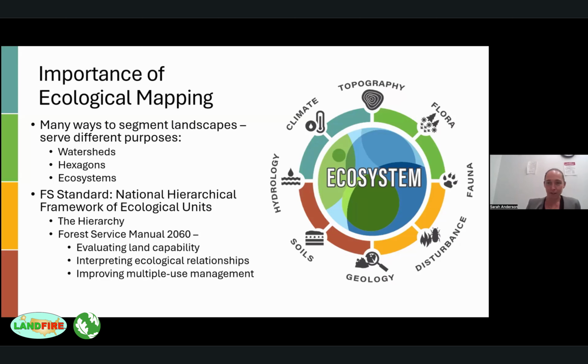The reason for mandating mapping ecosystems and understanding where different ecosystems are located has to do with our purpose as a land management agency. As we manage the land, it's really important to understand and evaluate how different areas have different capabilities, different suitability to different types of management actions. And understanding that helps define and explain why different areas may respond to the exact same management action or disturbance in very different ways.